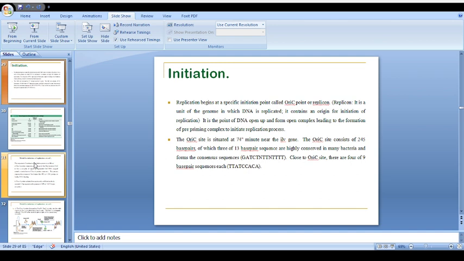These are highly conserved sequences. Conserved means which cannot be seen elsewhere. That is why we call it as highly conserved sequence. It's common for many of the bacteria.